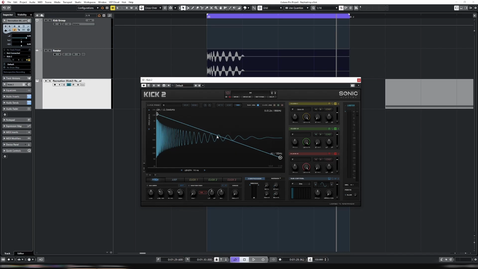We have two components. We have the pitch envelope and we have the amp. So essentially all a kick is a sine wave that goes from a very high frequency, in this case it's 12,500, all the way down to 55 hertz over a very short period of time. Here, in this case, it's 110 milliseconds.